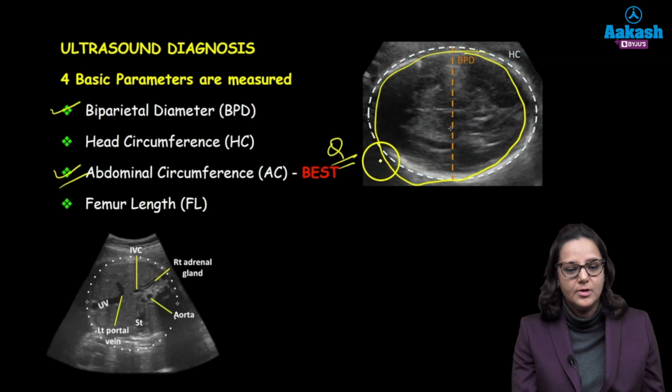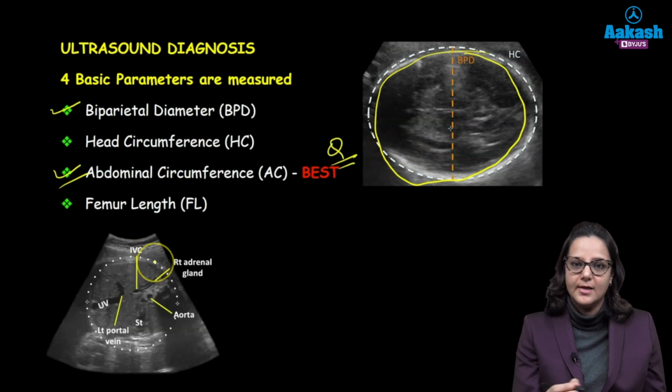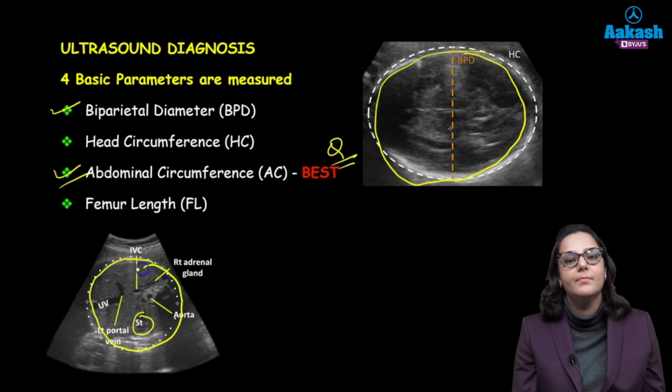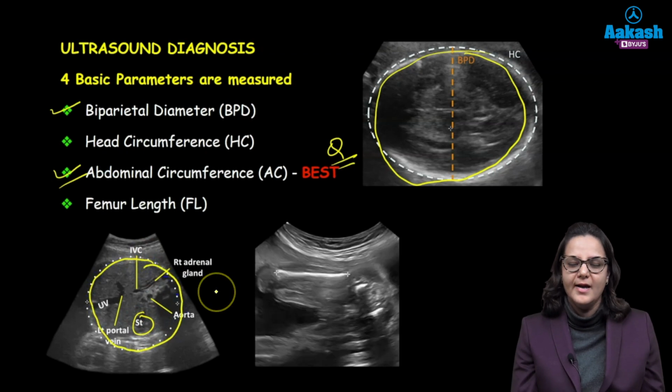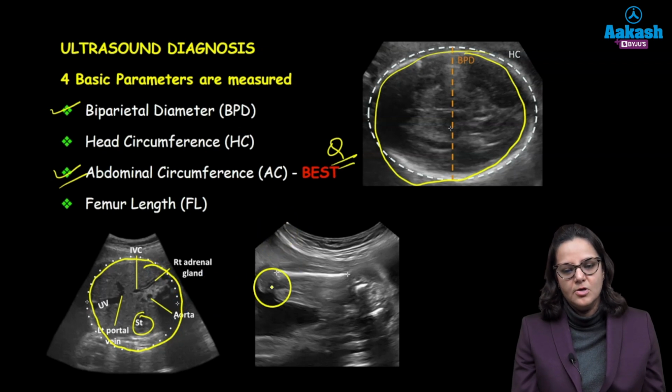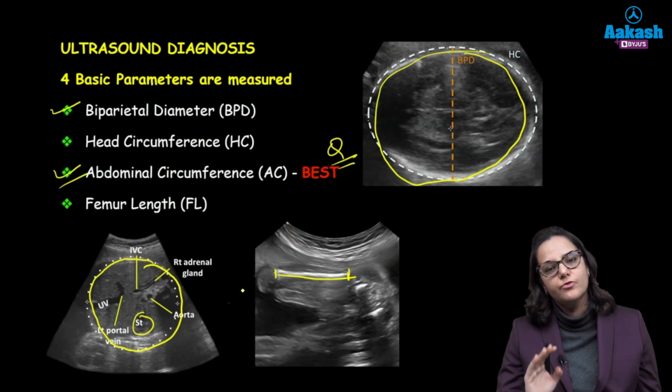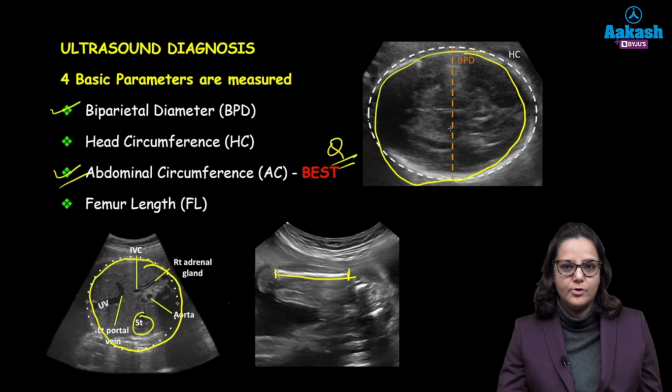It is the best. What they do is take a cross section of the abdomen. This is the inferior vena cava, this is the stomach bubble, and we take the entire circumference of the abdomen and measure this. The fourth is the femoral length. They take the distal and the proximal ends of the femur and measure the femoral length. So these are the four parameters which are used in biometry.